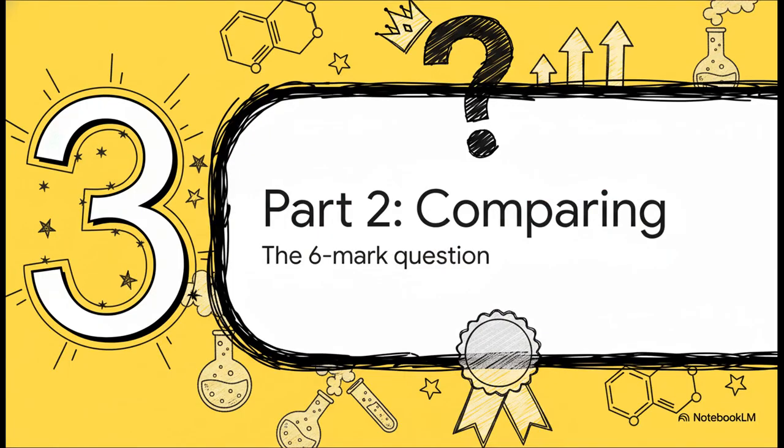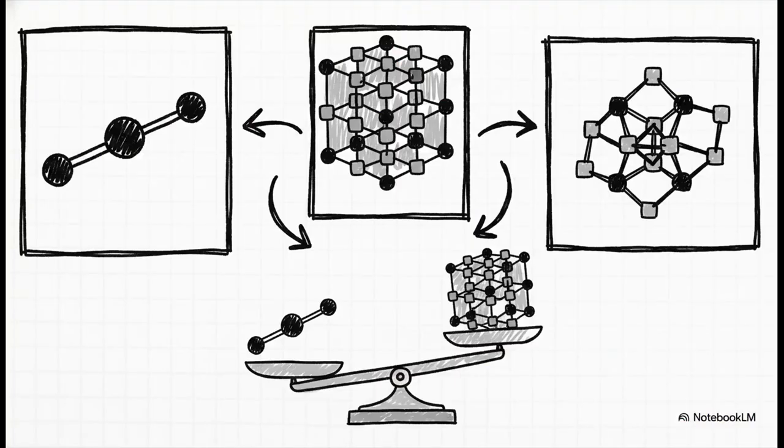Okay, now for the main event, the 6-mark question. This is where you can really flex your chemistry muscles and scoop up a huge chunk of marks all in one go. Right, the task is to compare the structure and bonding of these 3 compounds. Now listen up, that word compare is your biggest clue. It means you can't just describe each one on its own. Nope, you have to be actively pointing out what's similar and, even more importantly, what's different about them. Let's see what we're dealing with.